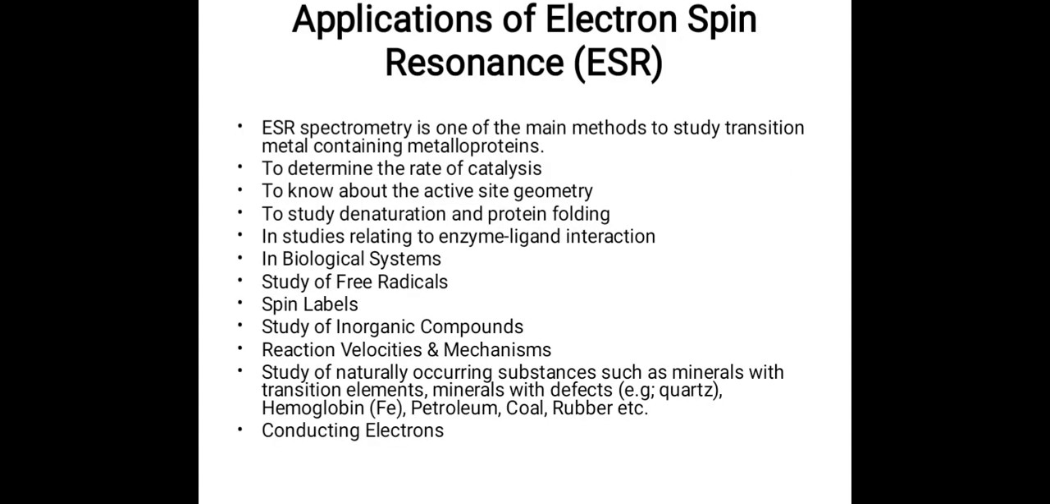Application of electron spin resonance. ESR spectroscopy is one of the main methods to study transition metal containing metalloproteins, to determine the rate of catalysis, to know about the active site geometry, to study denaturation and protein folding, in studies related to enzyme-ligand interaction in biological systems, study of free radicals, spin labels, study of inorganic compounds, reaction velocities and mechanisms, study of naturally occurring substances such as minerals with transition elements, minerals with defects like quartz, hemoglobin, petroleum, coal, rubber, etc., conducting electrons.